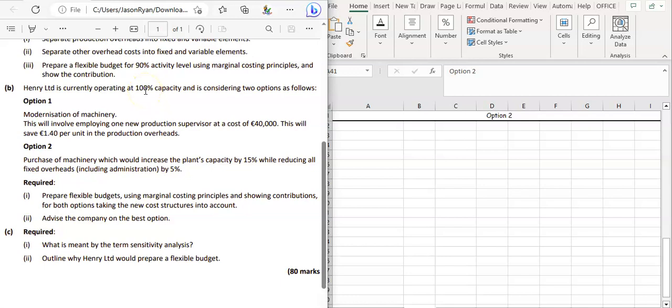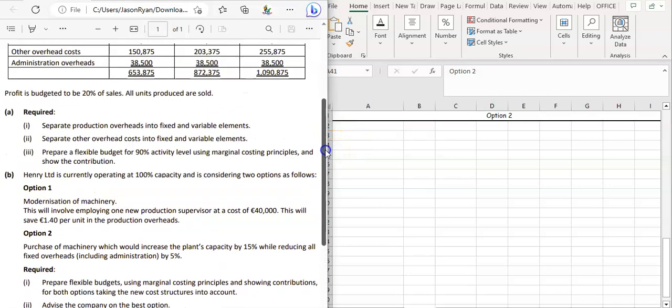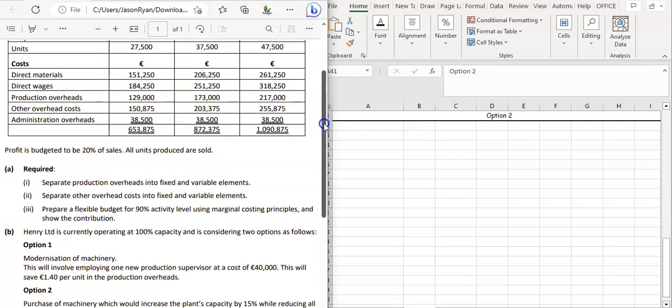So you have to find out how many units we're going to produce at that capacity while reducing fixed overheads, including administration, by 5%. So all our fixed overheads are going to go down by 5%. Our variable overheads will stay the same as they are in part 3 up here. So first of all, let's find out how many units we produce at 115%.